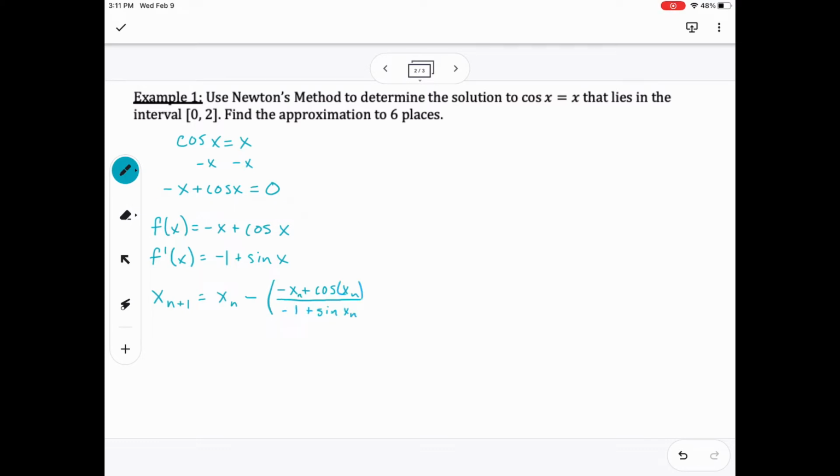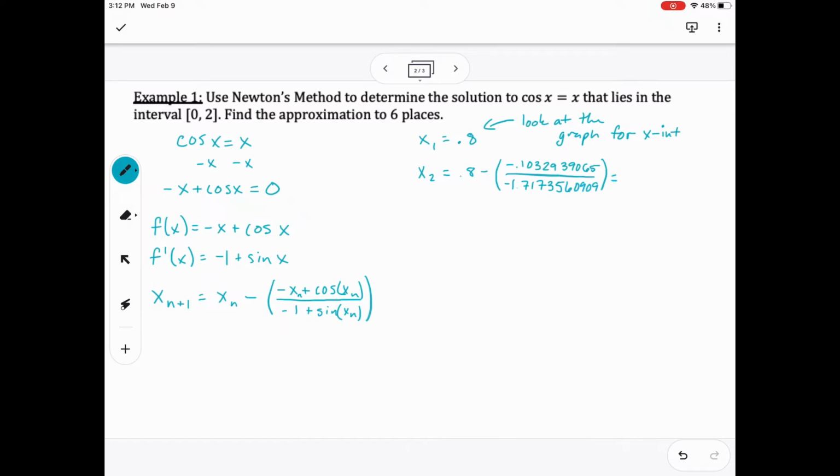Then take the derivative of that so I know what the tangent line's slope would be at that point. So I get negative 1 plus sine of x. So it fits into our notation where x sub n plus 1 is equal to x sub n minus the original function, so negative x sub n plus cosine of x sub n, divided by negative 1 plus sine of x sub n. Now, when you're doing this, you don't need to have the x sub n all the time, and so I drop it after a certain point. That's just general notation. It just means I can keep doing this over and over again until I get to 6 decimal places.